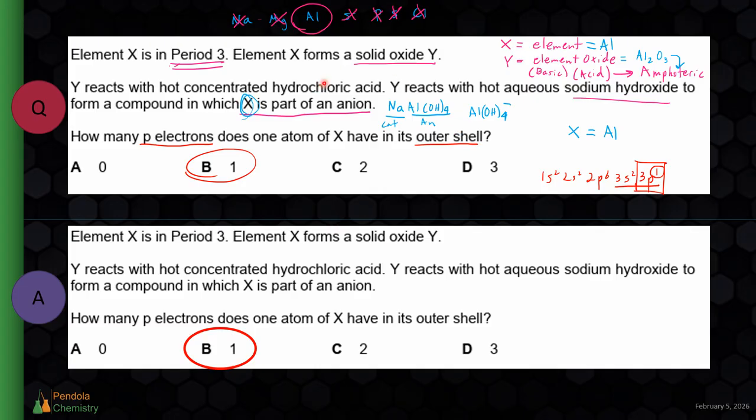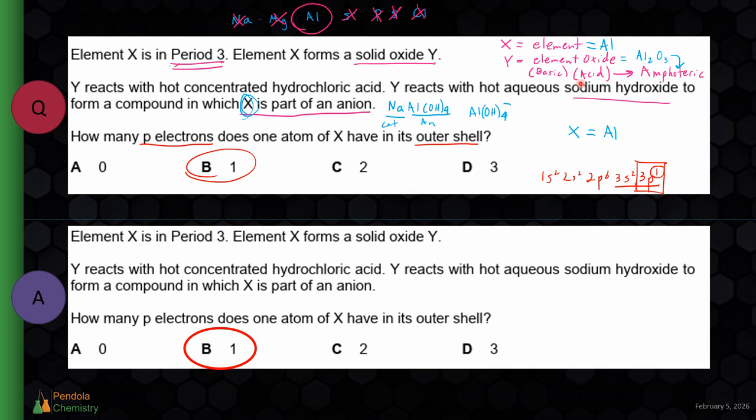We had to remember that when the period 3 elements come up. It's actually really helpful for you if they ever tell you it's a period 3 element, just write all the period 3 elements so you can start crossing them out. It forms a solid oxide. Okay, that crosses out 3 of them because these are all gases and liquids. So we have these left.